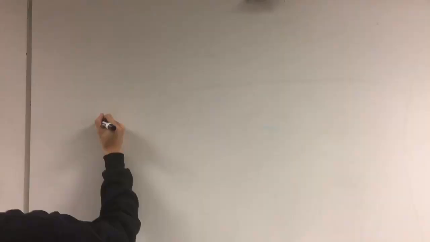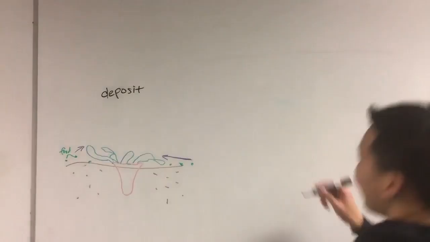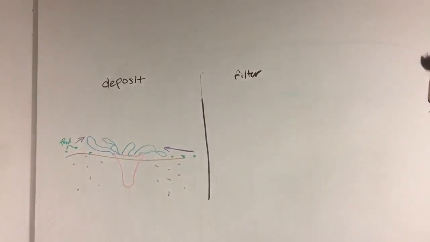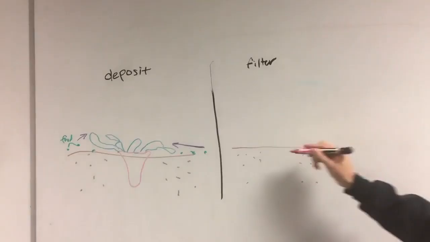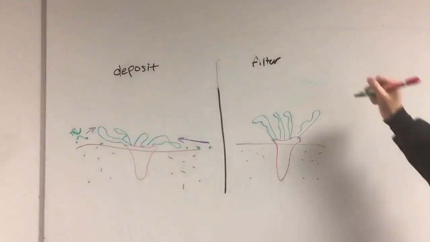While Sipuncula feeding mechanisms are poorly understood, they are thought to be deposit feeders, meaning that they feed off of decomposing plant and animal matter by using their specialized tentacles. Some members of the Sipuncula phylum are also filter feeders, instead using their tentacles to form a crown that captures food particles in the water.